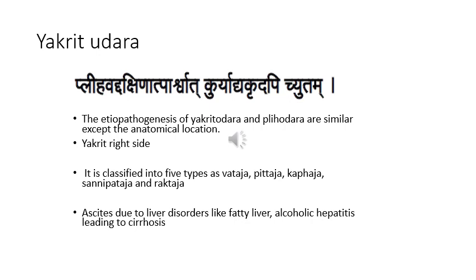Usually this is Yakrit Udara, which means enlargement of the liver. It is usually seen in conditions like fatty liver or alcoholic hepatitis, which lead to cirrhosis, where the liver cells are enlarged, leading to an enlarged liver, and following that ascites manifests. So this is the Yakrit Udara condition, which is similar to Pleha Udara in nidanas and lakshanas.